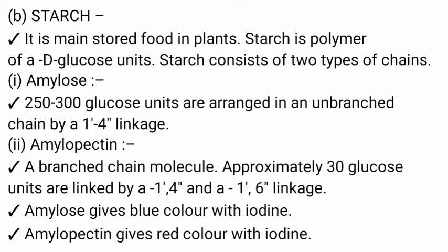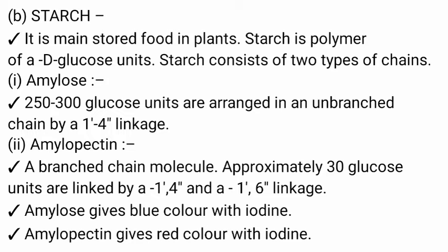Starch is the polymer of alpha-D-glucose units. Starch consists of two types of chains. Number 1, amylose. Amylose is composed of 250 to 300 glucose units arranged in an unbranched chain by alpha-1,4 glycosidic bond linkages. Second one, amylopectin. A branched chain molecule, approximately 30 glucose units, linked by alpha-1,4 and alpha-1,6 linkages.